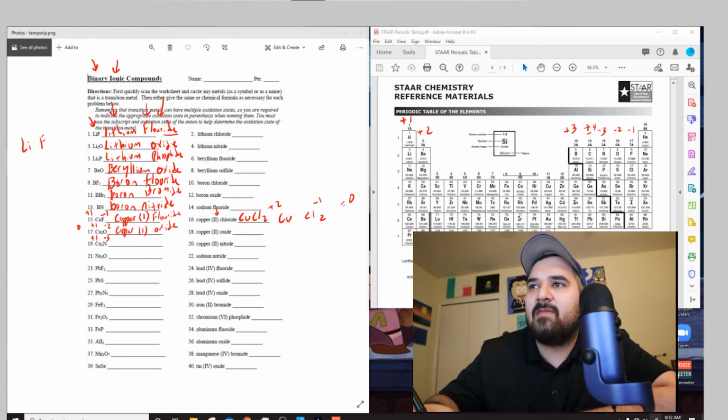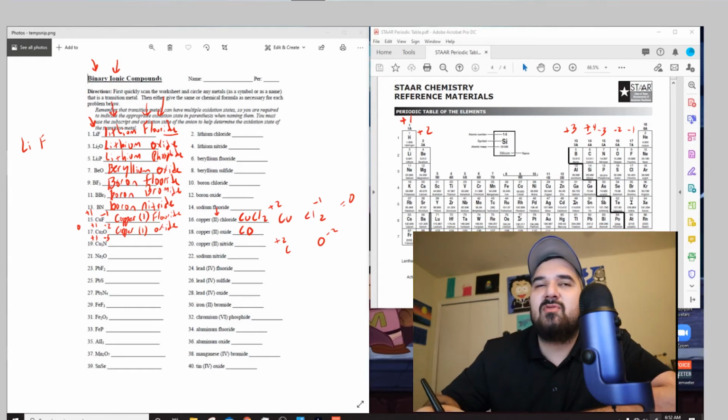All right, next one we have copper 2 oxide. So we know oxygen has a charge of -2, and then copper here has a charge of +2, which means this one's just going to be CuO because they're already neutral.